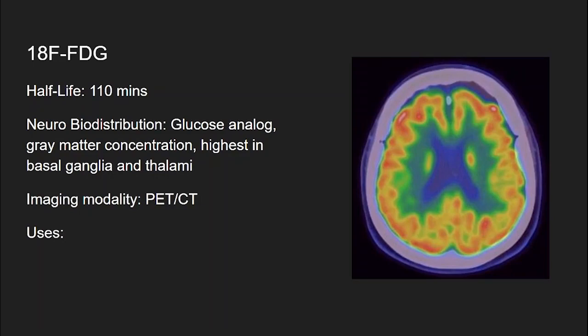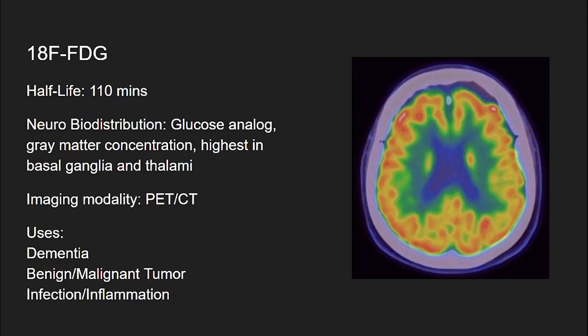In neurologic purposes, 18F FDG is used in dementia imaging, brain tumors, both benign and malignant tumors, infection and inflammation, and in epilepsy. In particular, in epilepsy, it is used in interictal epilepsy most commonly.